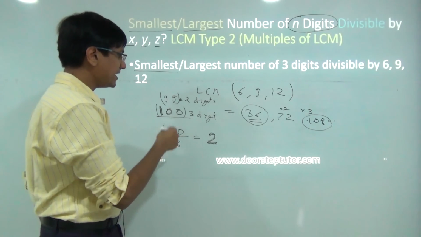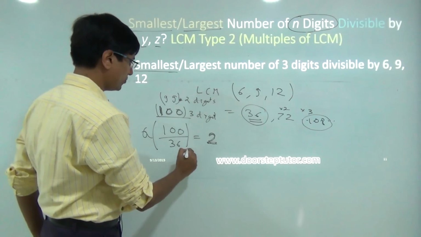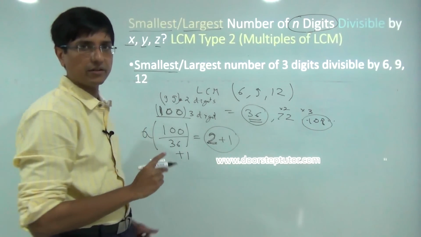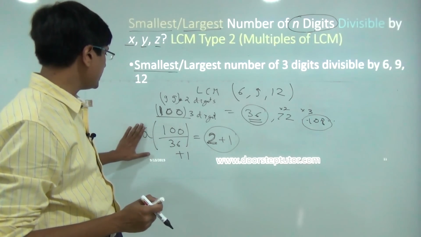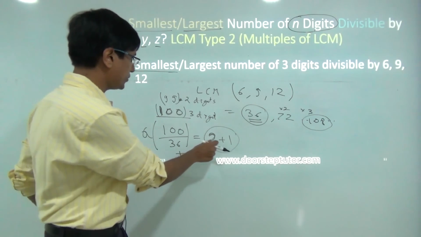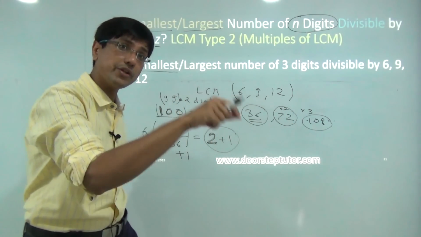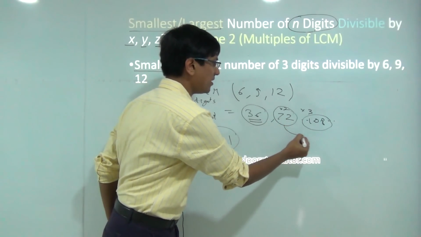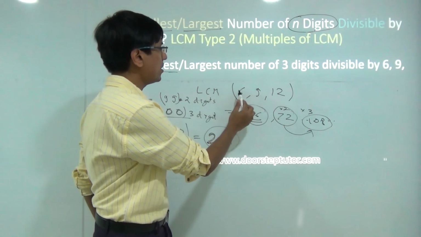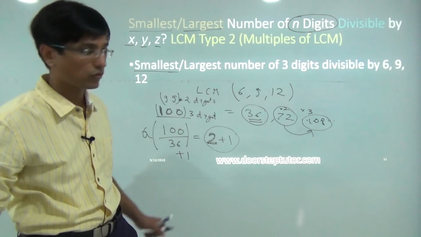So the very next number. I find the quotient, which is 2, and I add 1. 2 plus 1. This is the method. So this 72 is the largest 2-digit number, and the very next number after this is the smallest 3-digit number which is divisible by all 6, 9 and 12. That is the technique to solve these questions.